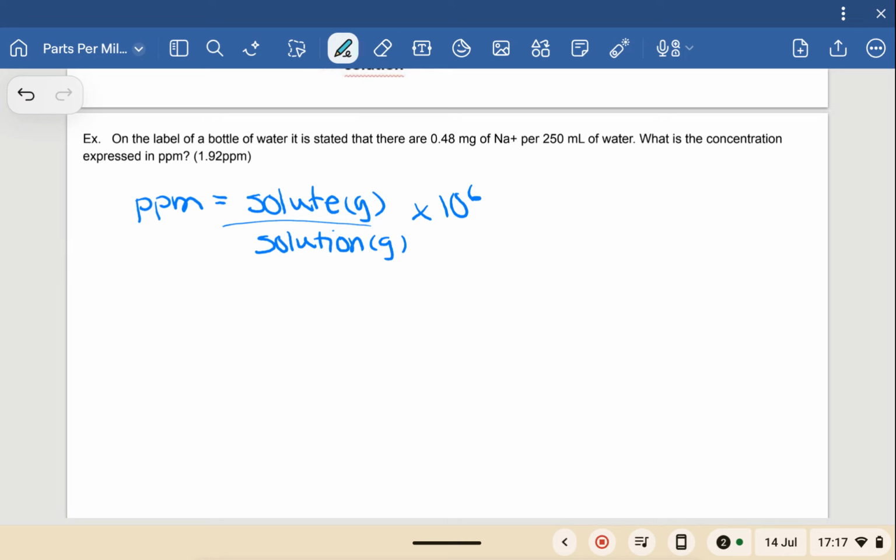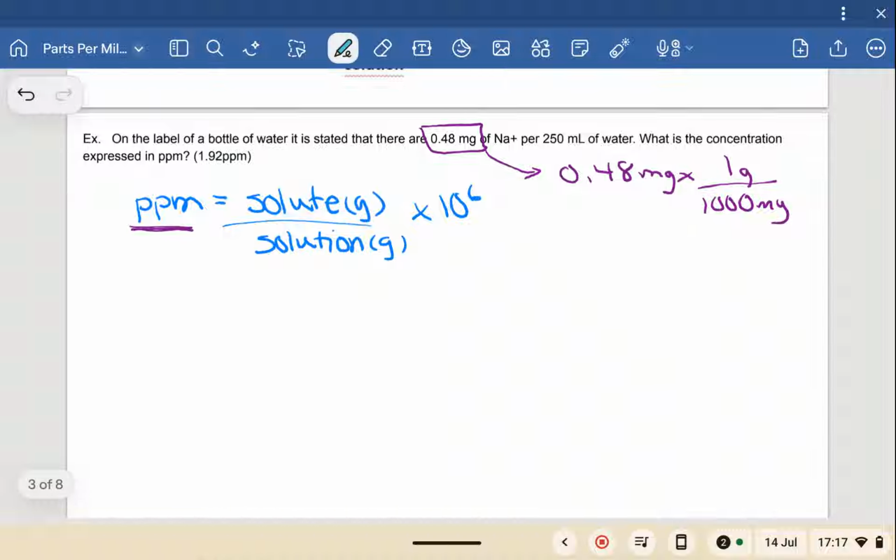In this case, you are solving for parts per million. You have the solute, but your solute is in milligrams, so you will have to make a conversion, turning your milligrams into grams. I'm just going to use unit analysis here, and there's 1,000 milligrams in 1 gram. That's our first part. We'll take that 0.48 and times it by 1 over 1,000. When you do that, you'll get the value of your solute, 0.00048 grams, and then you'll divide it by your solution.